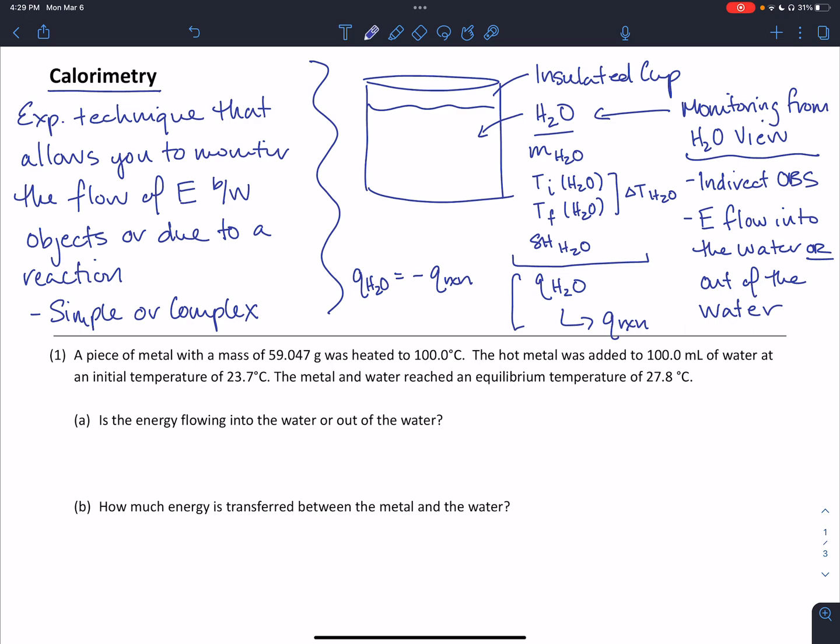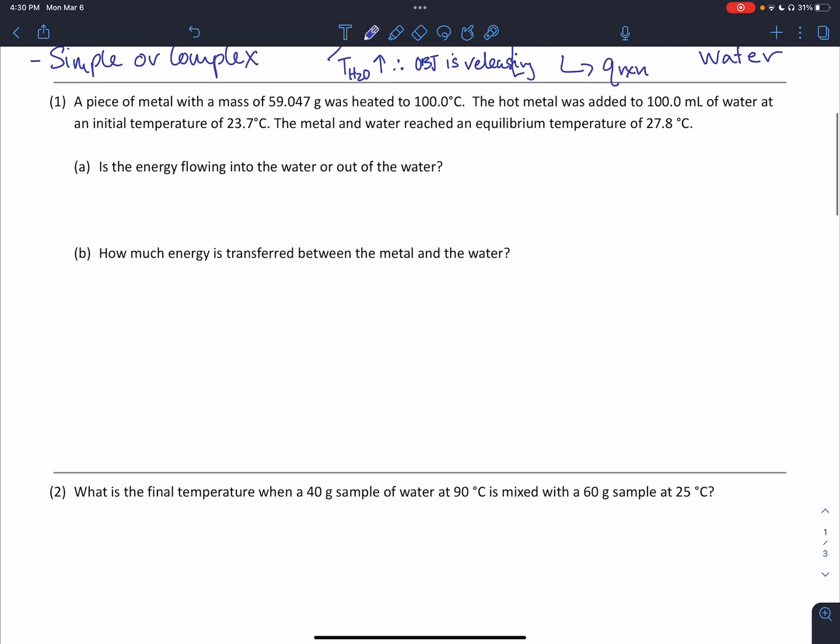As the temperature of the water changes, let's say it increases, that's going to tell us what the object or the reaction is doing. So if the temperature goes up, then our object or reaction is releasing energy. We're going to be monitoring that temperature change of the water, and I'll talk a little bit more about that when we get to these problems. So let's slide down.